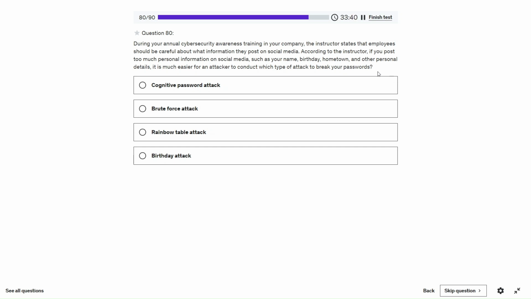This is because most probably some users use such type of information as their password. If you share such information, they can actually test your accounts based on your information, and that type of attack is mainly known as cognitive password attack.